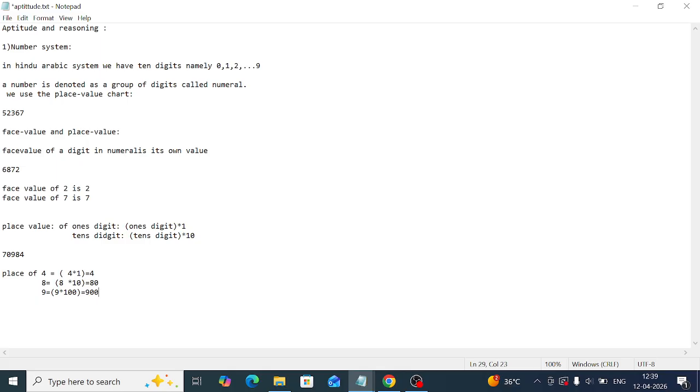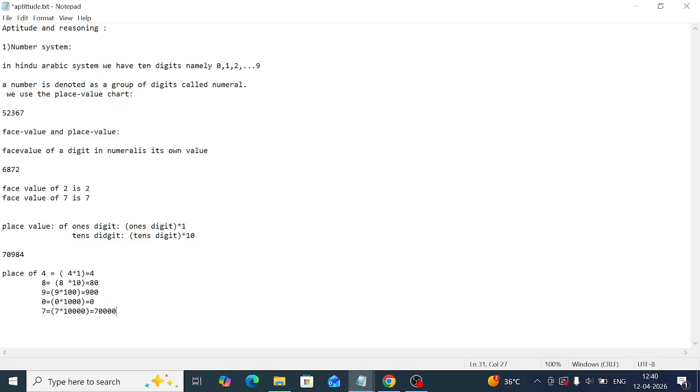Okay. Next, place value of 7. 7 is in which place? Thousands place. Yes or no? See, next value is 0. 0 is in which place? Thousands place. So anything into 0 is equal to 0. Next, place value of 7. What is the answer? 7 into 10,000 is equal to 70,000.